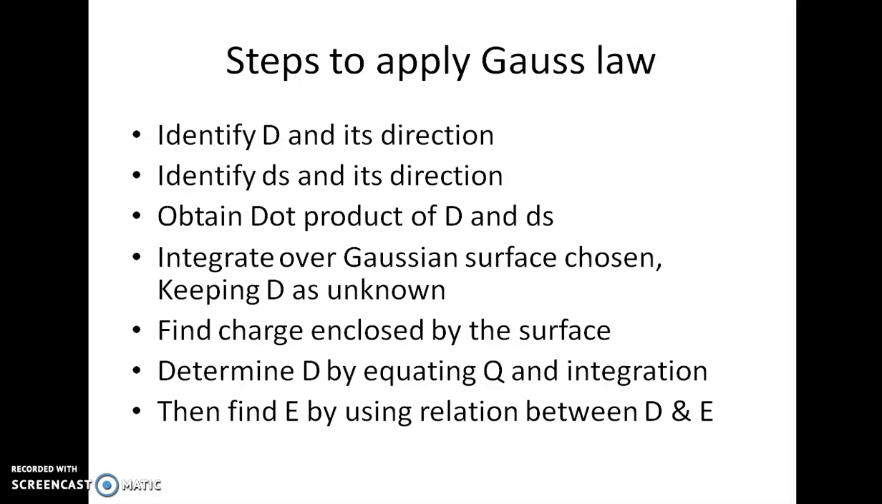So these are the general steps we can follow for every derivation. First we identify D and its direction. Next we identify dS and its direction. Third, we find D dot dS, then integrate over a Gaussian surface, then equate with the charge equation and find the equation for D. Once you get D, using the relation between E and D, obtain the equation for E. In this video we will see one more application, how we can apply Gauss law for a line charge.